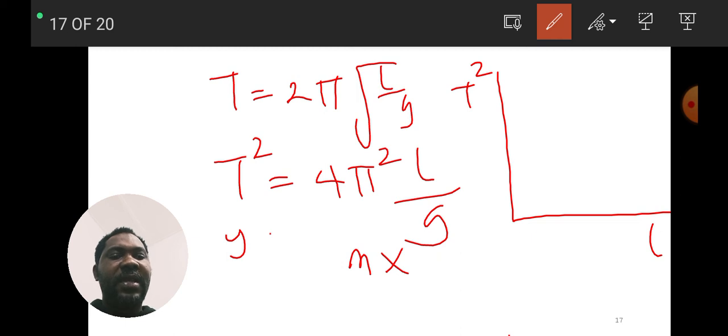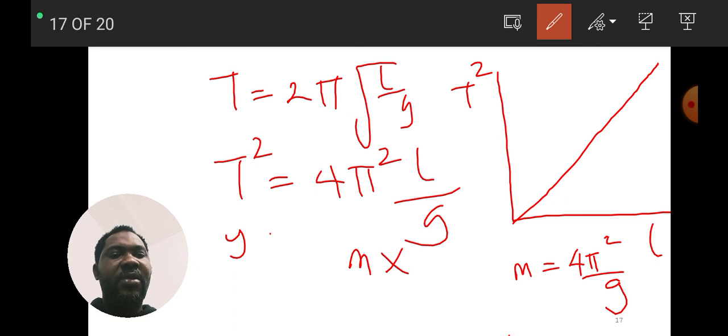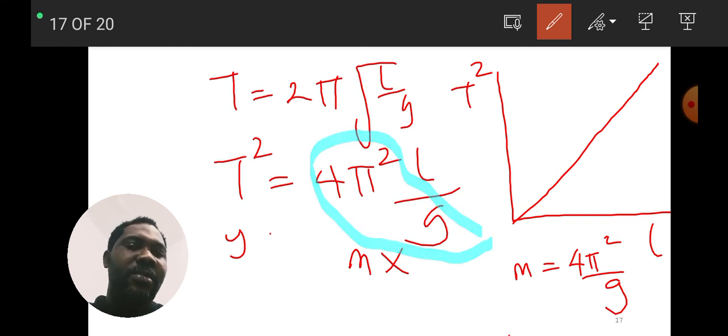And it's a positive graph, so it must go this way. The slope of this graph m would be equal to 4 pi squared all over g. That means all the constants that are attached to the variables. Let me highlight that. All the constants attached to the variables is our slope. Okay, so in this video, I'll be stopping here.